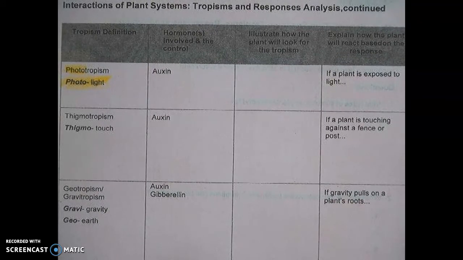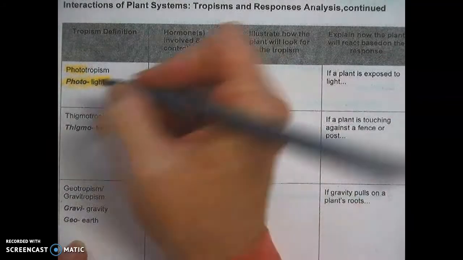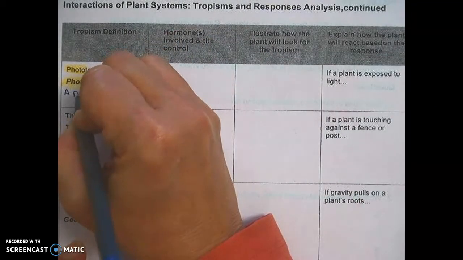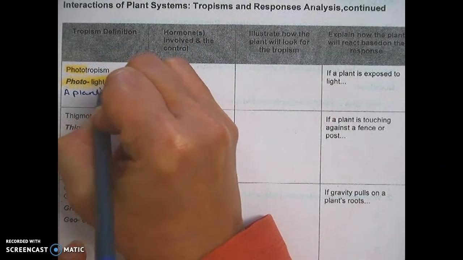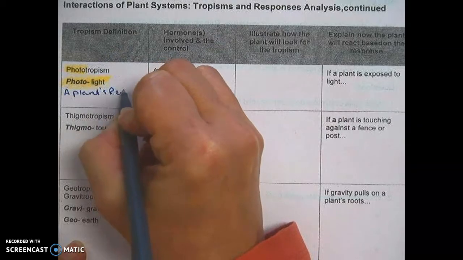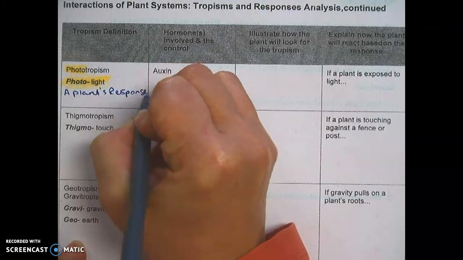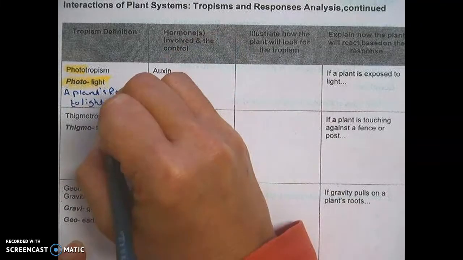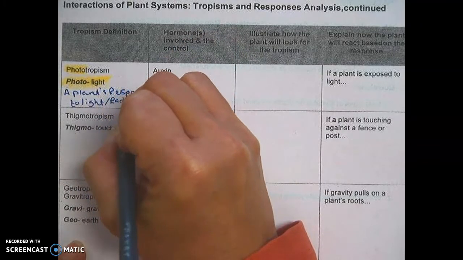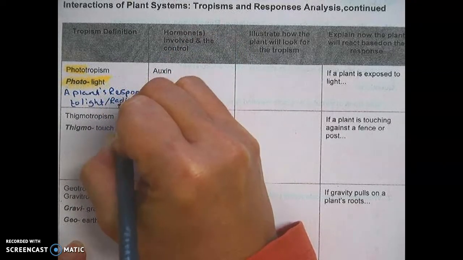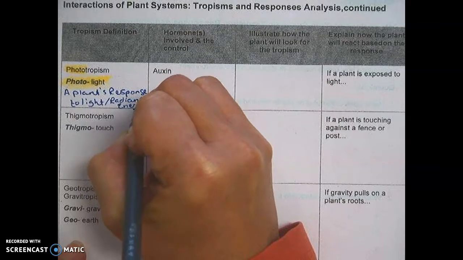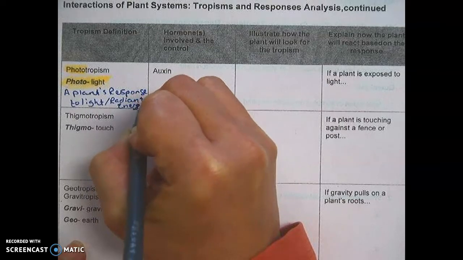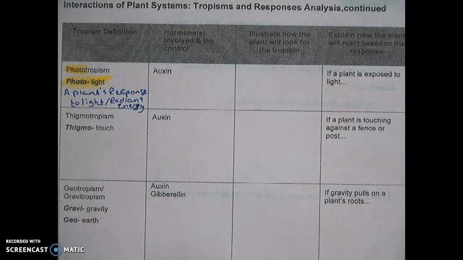So hopefully we know phototropism is a plant's response to light. If you've forgotten, you could just say a plant's response to light or radiant energy. Radiant energy. My G's tend to look really weird. I'm trying to make them look nice for you.